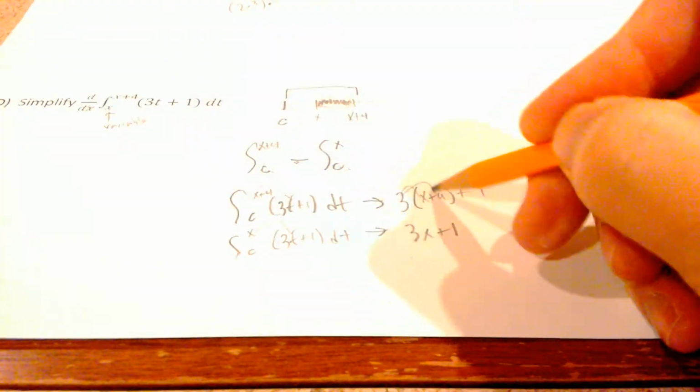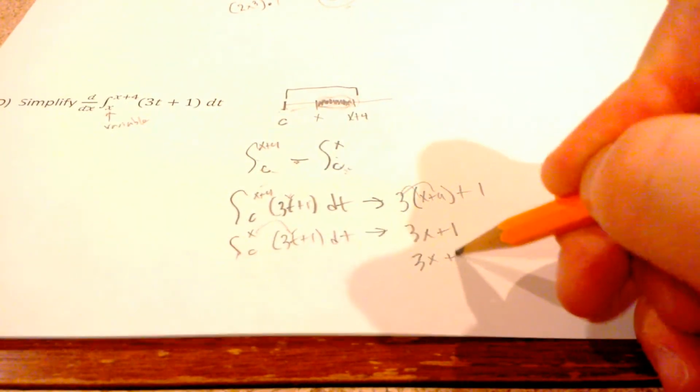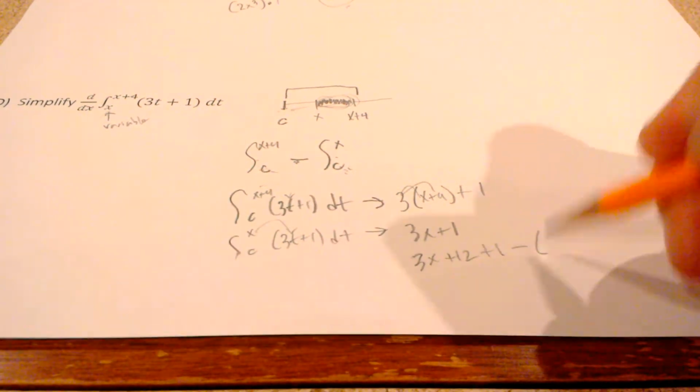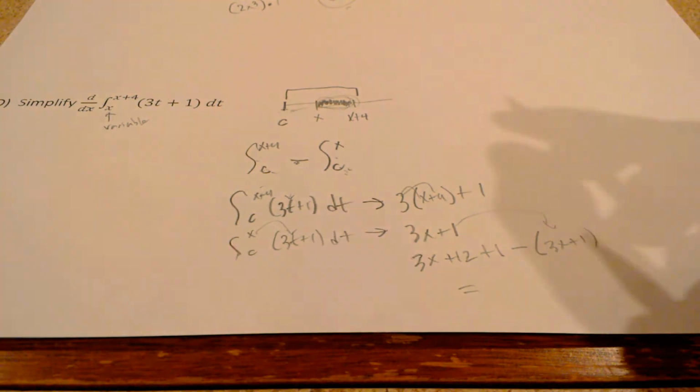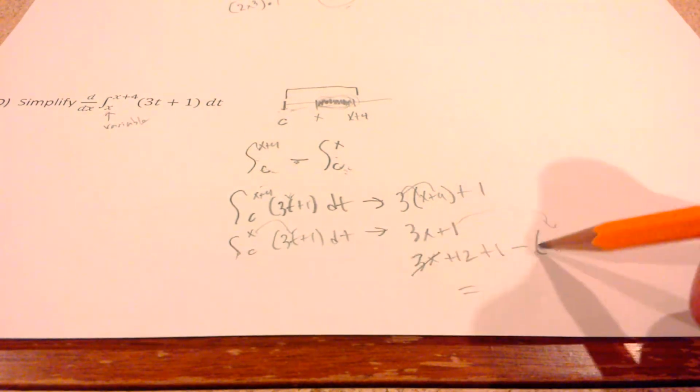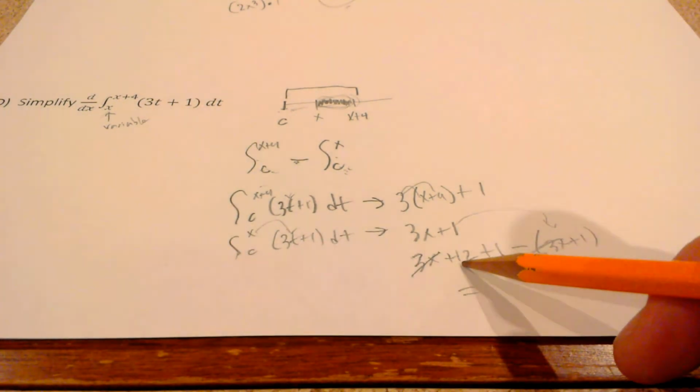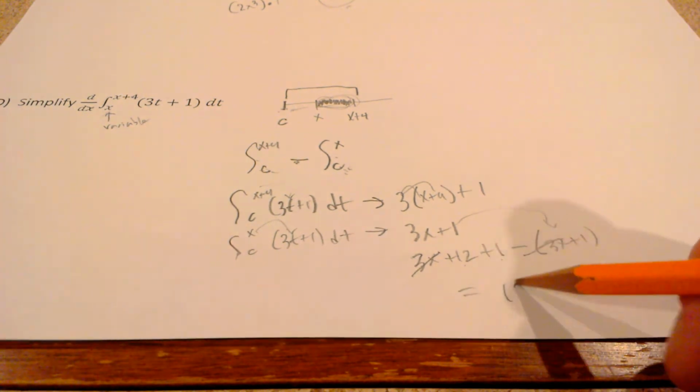So let's see, this is 3x plus 12 plus 1 minus the quantity 3x plus 1. That is going to give you, let's see, there's a 3x and a negative 3x. There's a 12, a 13, minus 1 takes you back to 12 again.